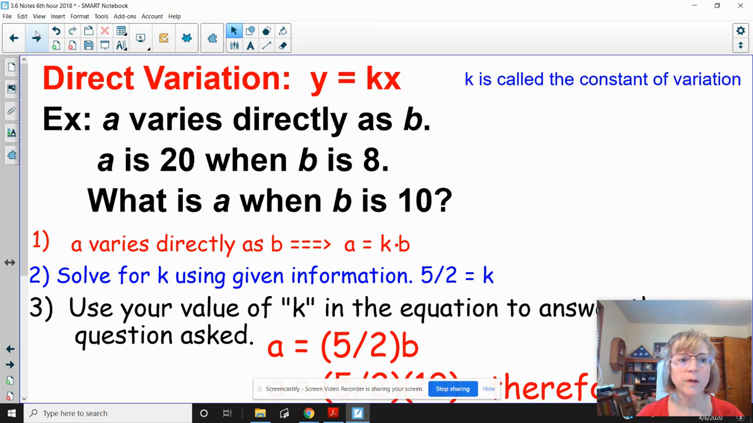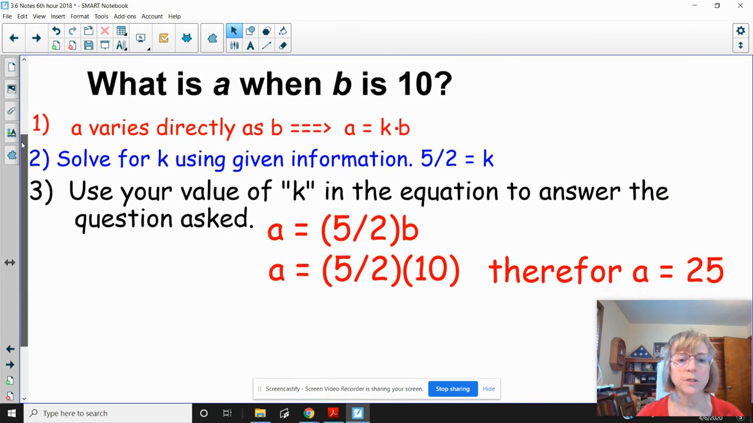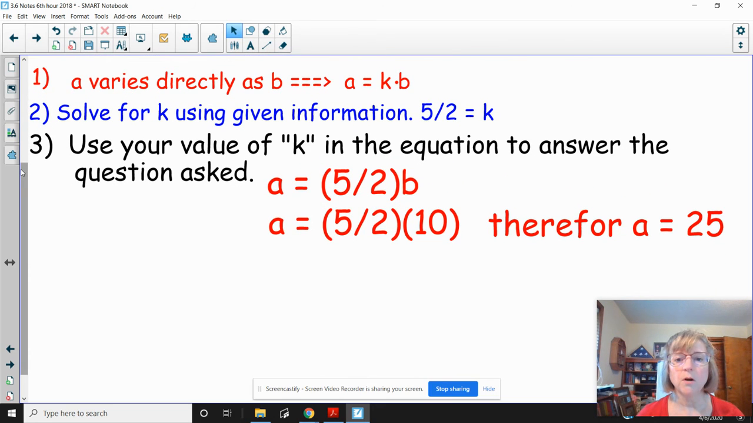Now we're going to use our value of k in our equation so that we can answer the question that was asked. So we start off with A equals k times b. We solved for k, so now we have A equals 5 halves b. And in the problem, it said b was equal to 10. And so we have A equals 5 halves times 10, which gives us a value of 25. So A equals 25.